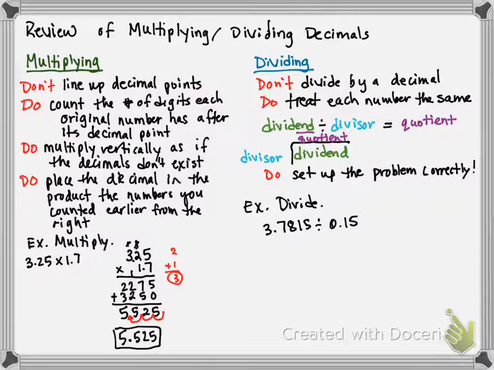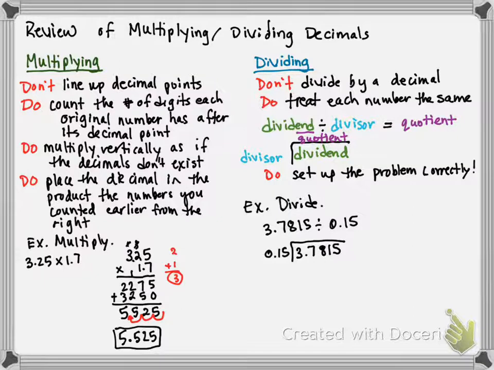So the first number is the dividend. He's the guy that goes under the division house. The divisor is the number that came after the division symbol because he's in charge of the division.